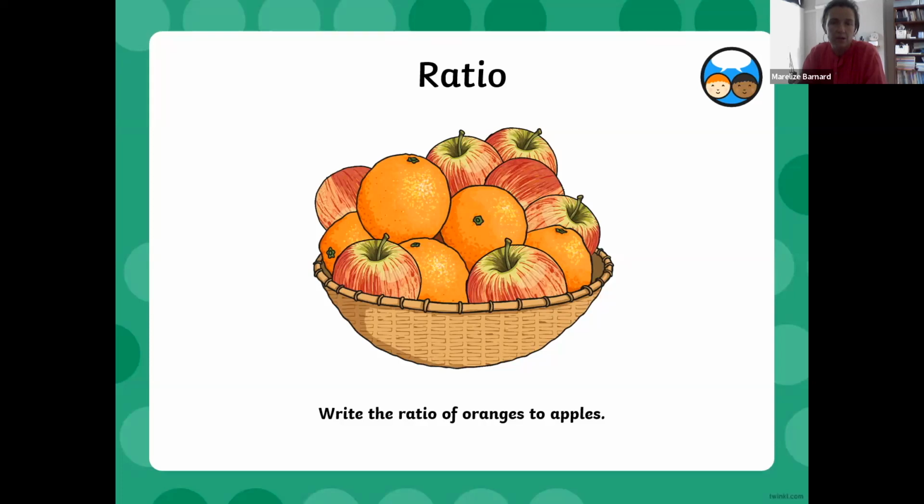So we count how many oranges there are and how many apples. I see 1, 2, 3, 4, 5, and 1, 2, 3, 4, 5, 6, 7. So 5 to 7. Well done. Not 7 to 5 because we have to put oranges first. The oranges number goes first, so that's 5 and then to 7. Okay, 5 to 7.